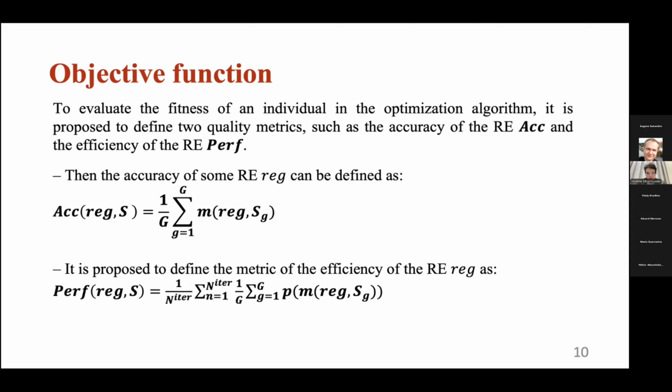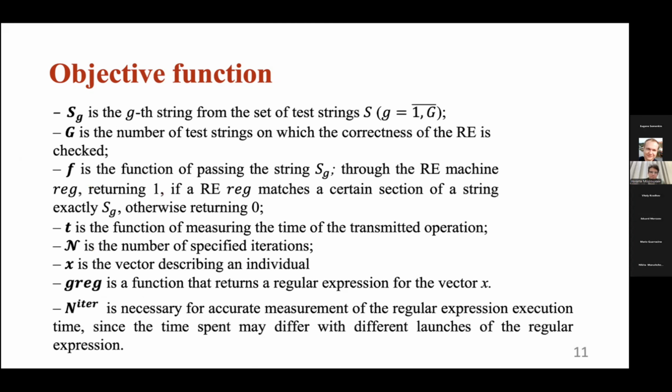For this study, the accuracy of a regular expression is the classical accuracy metric. And to calculate the efficiency of the regular expression, we will run the regular expression a few times and calculate the average time of these runs. Then we need to define the test strings for this regular expression by construction of this expression, and we need to define the function that returns a regular expression for the vector x. For example, in this study, it was the expression tree.